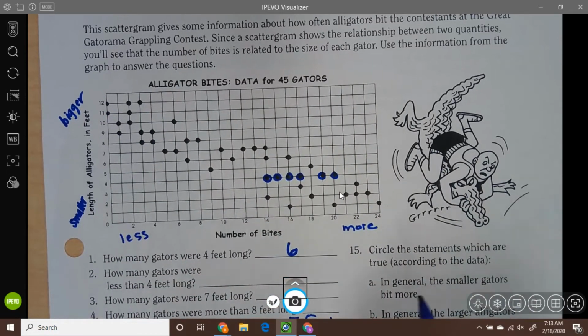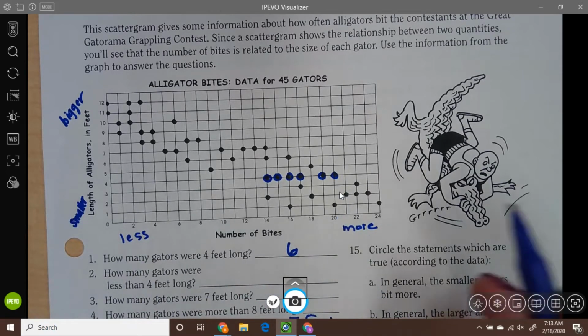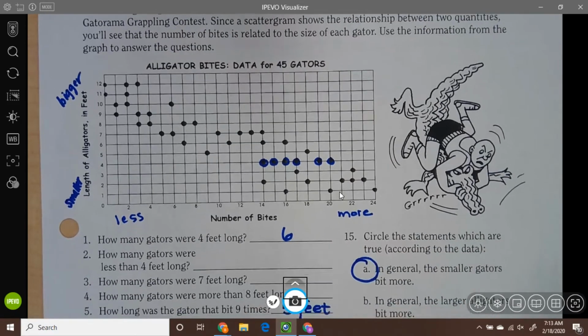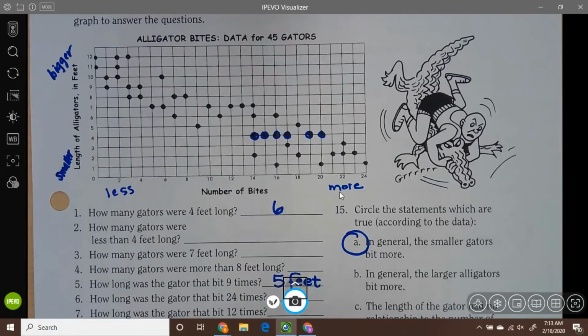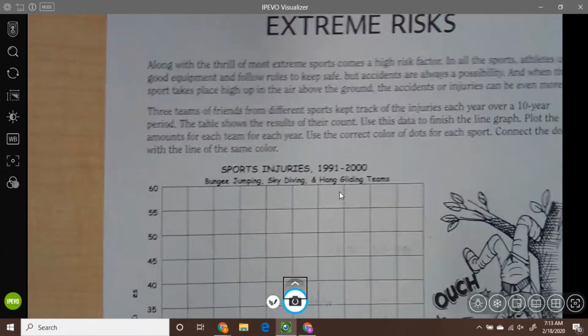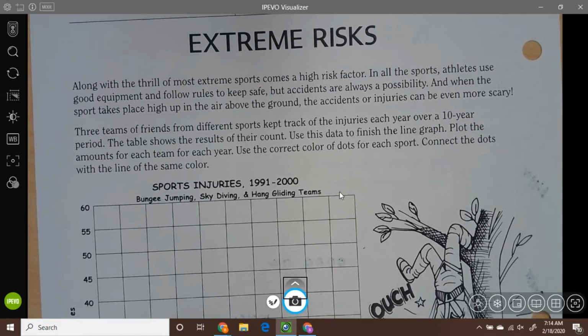Okay, so in general, could we say the smaller gators are biting more? And you would say, yes, that's true. And you read through the rest of them and answer that. Okay. And then on the back, it says you're going to make a multiple line graph.